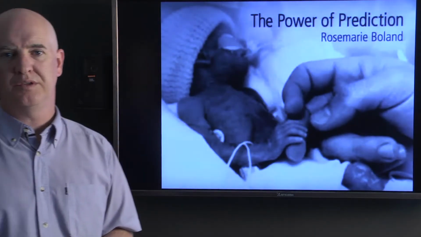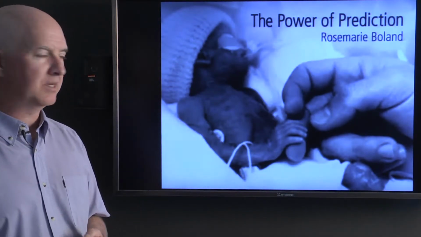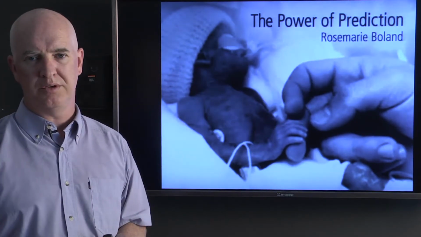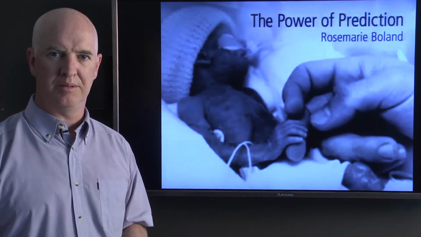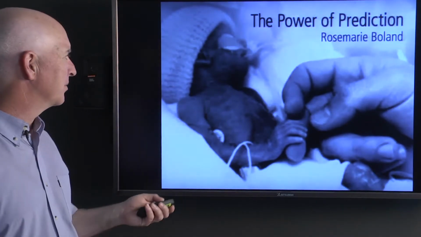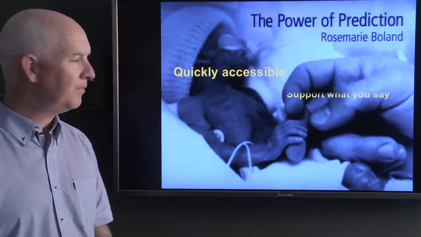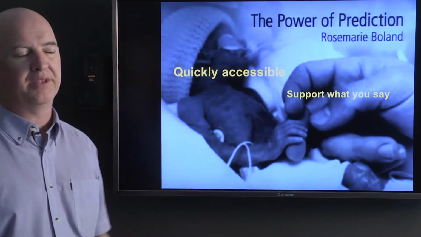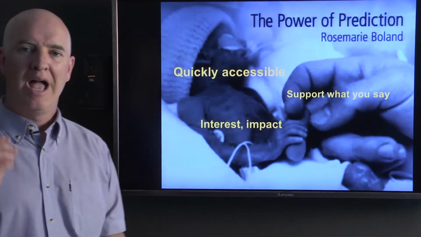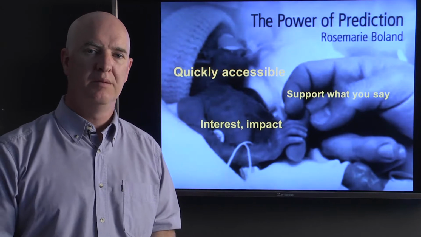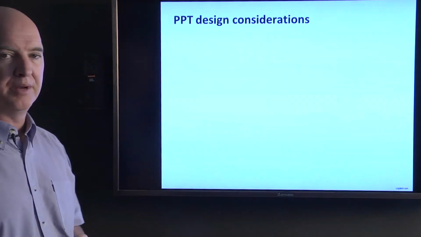Okay, moving on to the visual aspect and the PowerPoint aspect of this. That's an example of a 3-minute thesis slide by Rosemary Boland, who was a University of Melbourne entrant in the 3MT. Very impactful slide, and they don't always have to look like this, but I'm sure you'll agree it's quickly accessible. It supports what she said because it was about premature birth, and that's what the image is about. And it's high interest, high impact. Again, you don't always have to go for high impact, but sometimes it could be appropriate.